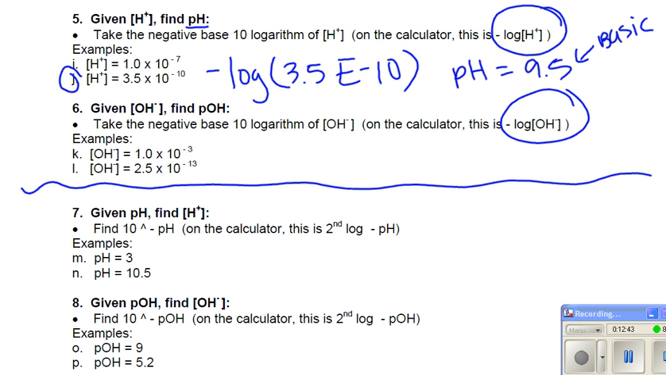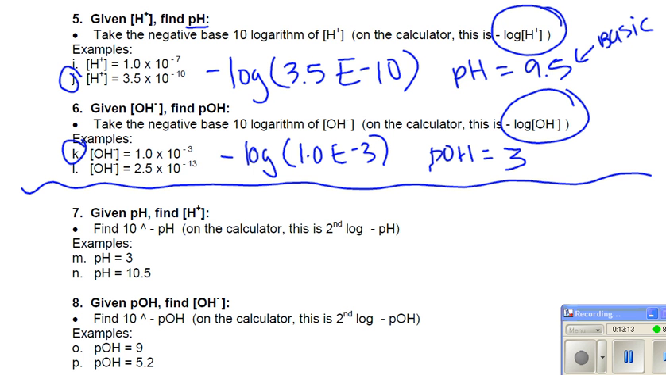Pretty simple, right? As long as you know how to plug these in your calculator, you should be fine. And to solve for pOH, same sort of thing, except you're plugging in the hydroxide ion. So you would do for K, for example, negative log of 1.0 E negative 3, and you get a pOH of 3. Remembering your pOH scale, this would be basic.